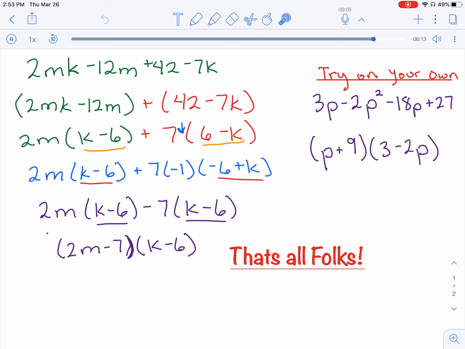Okay, so I have one problem for you to work out on your own. So I have 3p minus 2p squared minus 18p plus 27. So once you've written this down, go ahead and pause the screen, try it on your own, and then we'll come back and see if our answers match. All right, so the end result that we have for the try on your own problem is the sum of p plus 9 times the difference of 3 minus 2p.